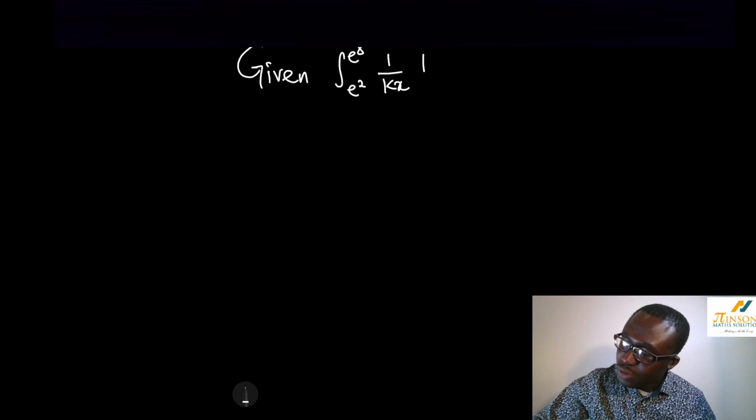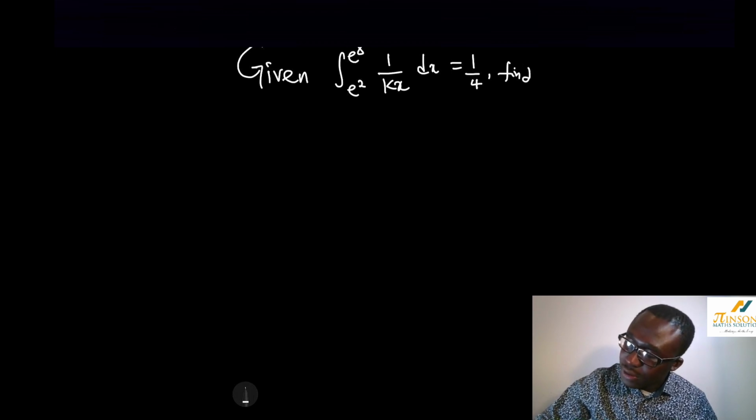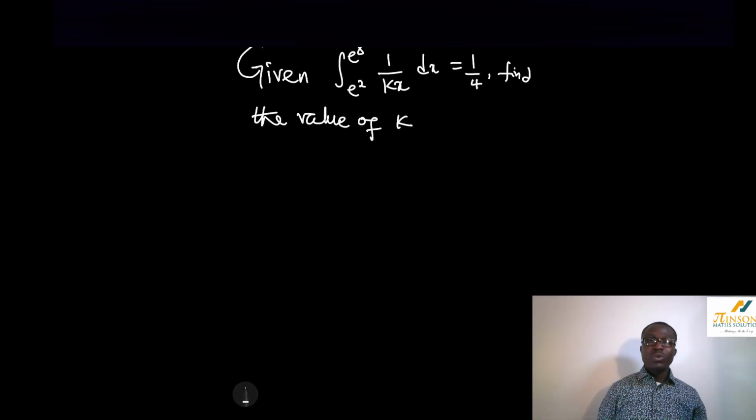The question says, given the integral from e squared to e to the power 8 of 1 over kx with respect to x is equal to 1/4, find the value of k. We're going to work out the value of k. You can by all means pause the video and have a go at this question. If not, feel free to watch it and take notes as you go along.